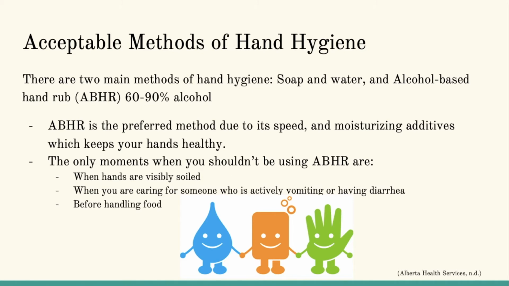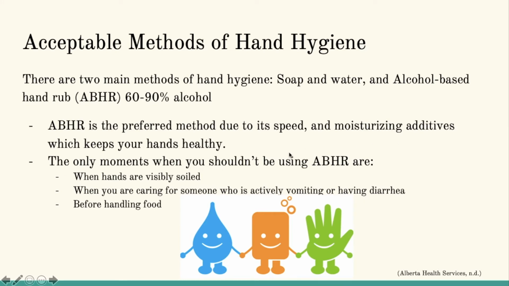So acceptable methods of hand hygiene. There are 2 main methods of hand hygiene with AHS. The 2 main acceptable methods are soap and water, and then the other one's alcohol-based hand rub, 60 to 90% alcohol. Alcohol-based hand rub is the most preferred method due to its speed. It doesn't take very long to squirt it on, rub it in until it dries. Plus, it has moisturizing emollients. I forget the word, but it has moisturizing additives, which keeps your hands healthy.